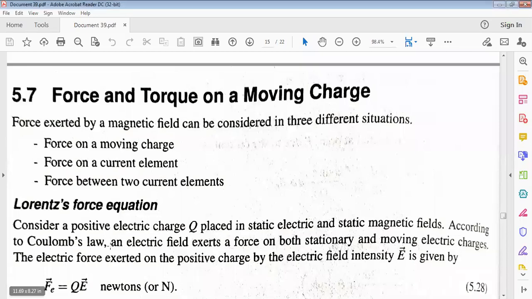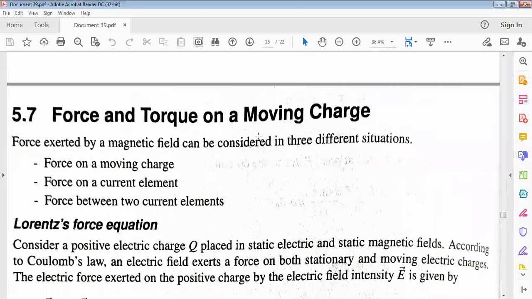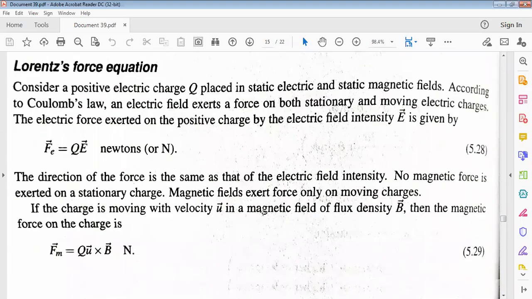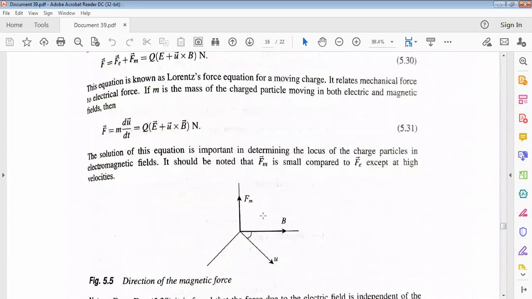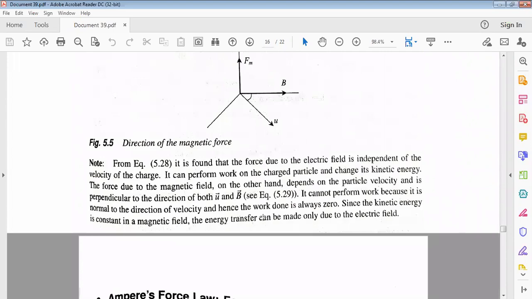See here, force and torque on a moving charge. Here I'm considering the two parts just for the derivation of the Lorentz force equation. Again, those two parts are combined here. That's all.